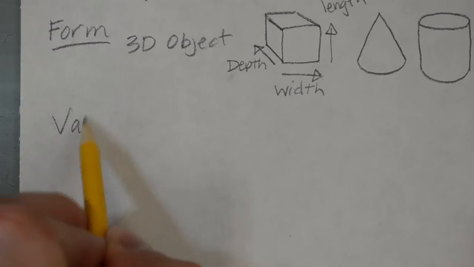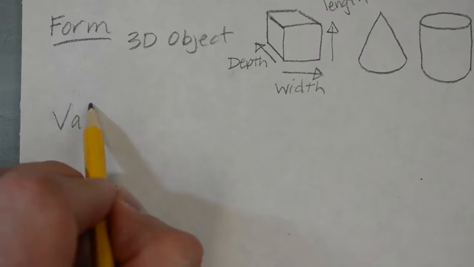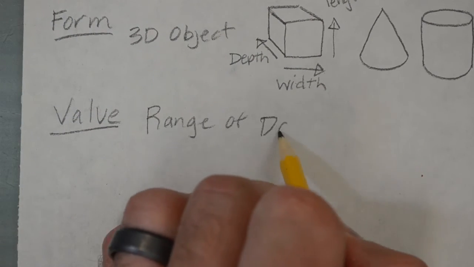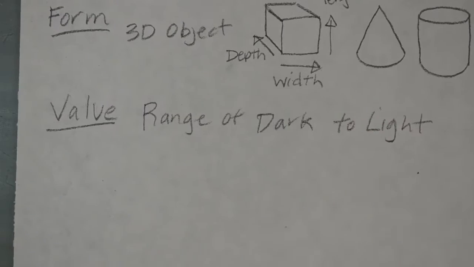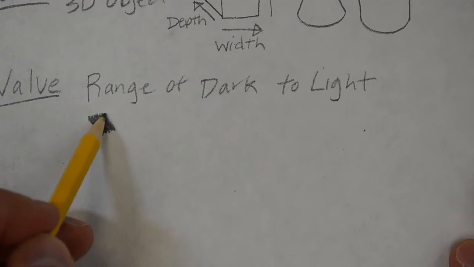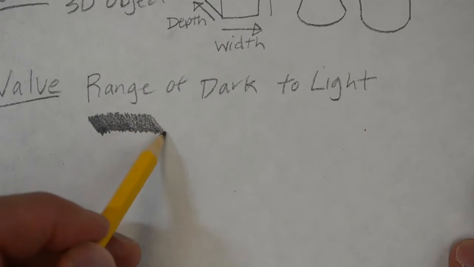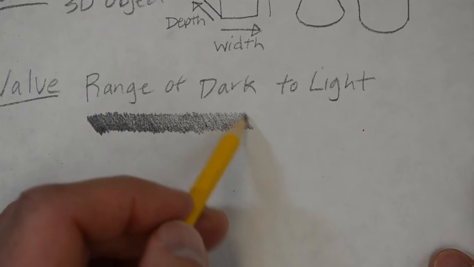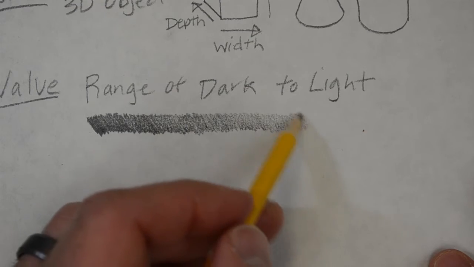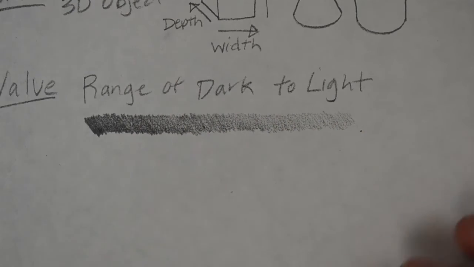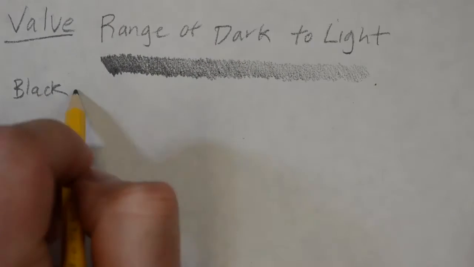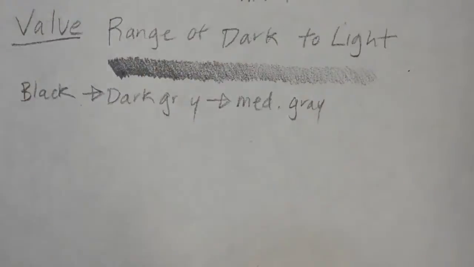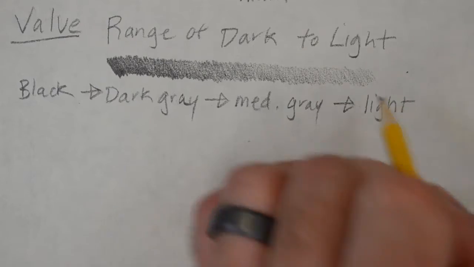The fourth art element is value. Value is defined as the range of dark to light. A value scale, which I'm shading in now, shows that range from dark to light. On one side of the range, there's black. On the other, there's white. And in between, there's as many different grays as you can make.